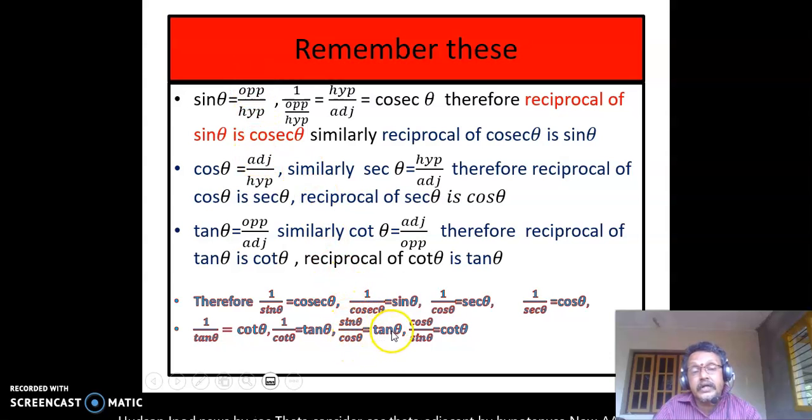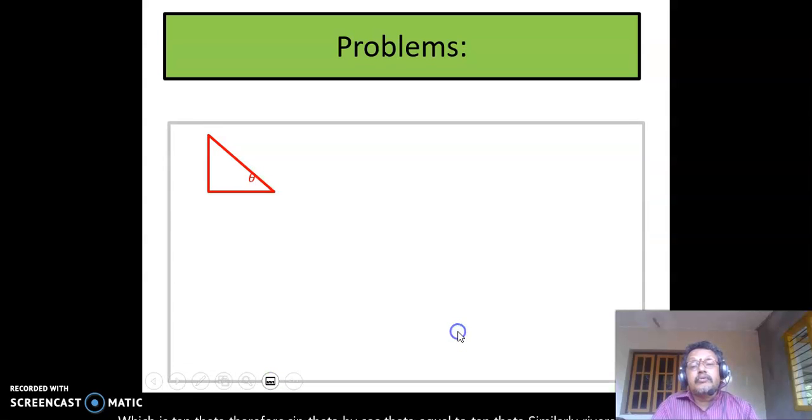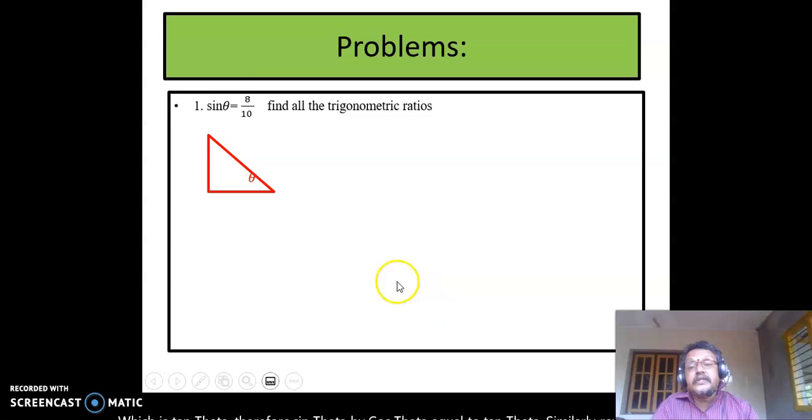Therefore, sin theta by cos theta is equal to tan theta. Similarly, the reverse of that, cos theta by sin theta, is equal to cot theta. So now consider the problem. Sin theta equals 8 by 10. Find all the trigonometric ratios.